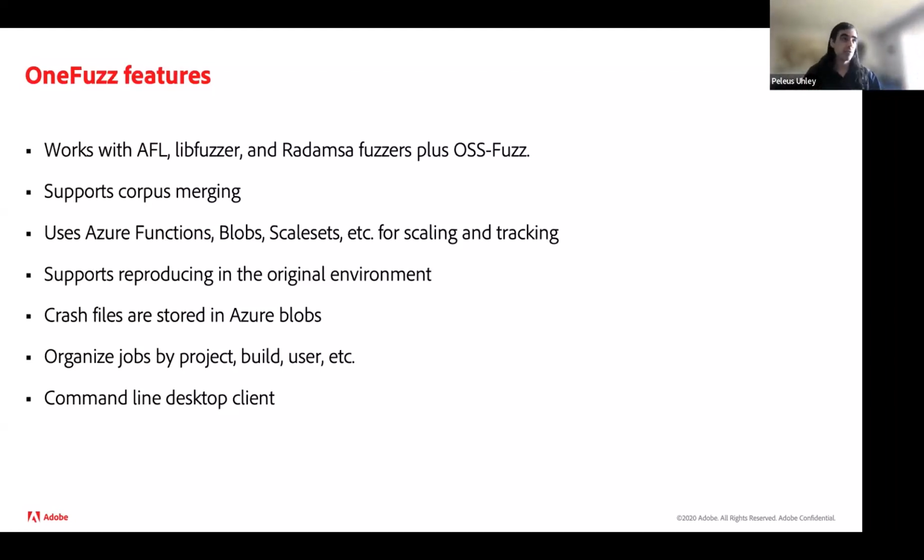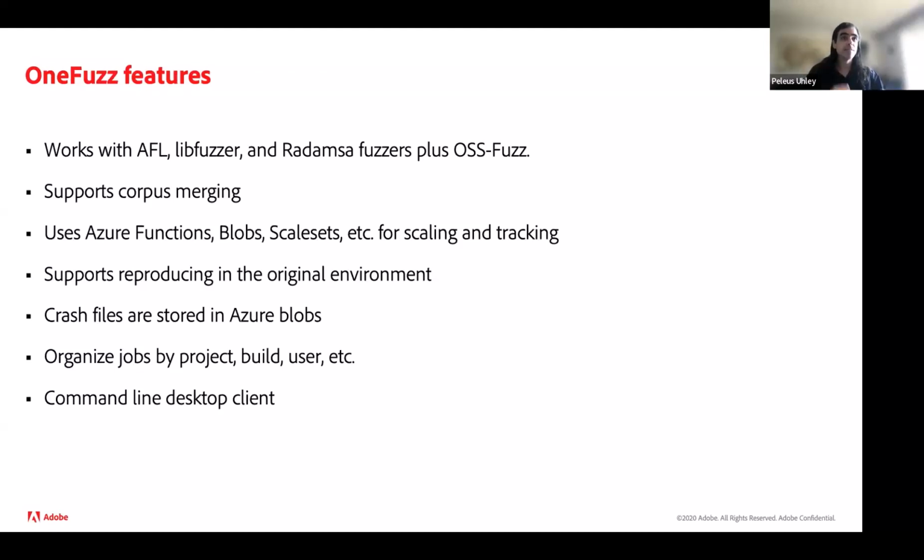It's deployed across Azure, so it uses all the Azure technologies: functions for APIs, blobs for storage, and scale sets for scaling these things up and down. It supports reproducing in the original environment, because all you have to do is click and you get one more instance in the cloud that's the exact same environment for the developer to go reproduce in. The crash files are all stored in Azure blobs where they are redundantly backed up and available to everybody. It does a pretty good job of organizing the projects for you, and it's all controlled through a command line desktop.